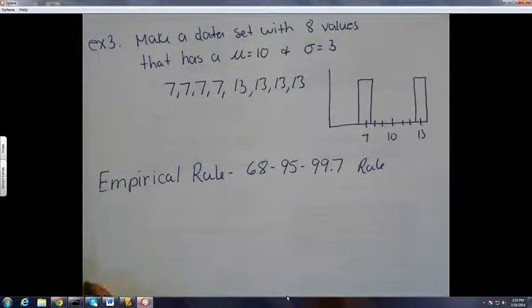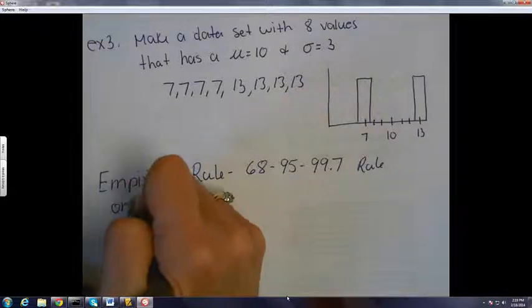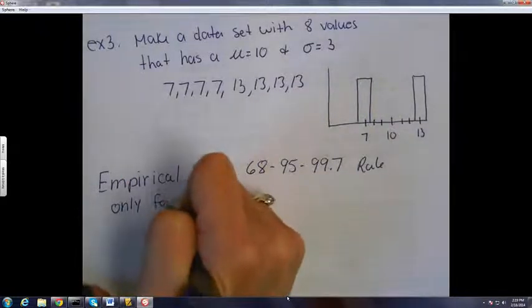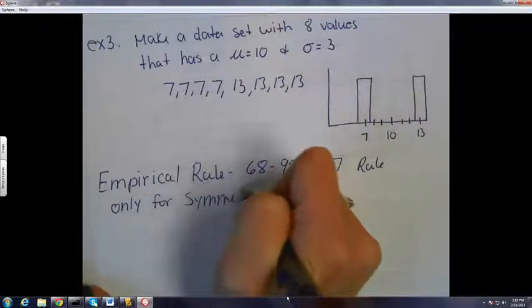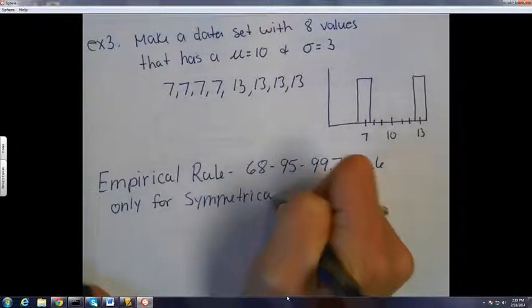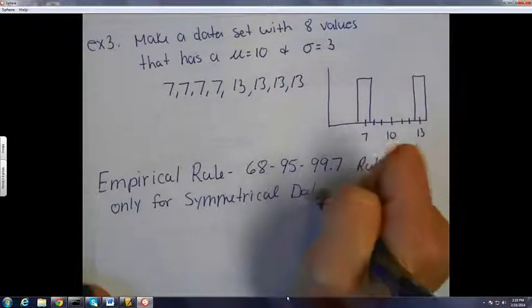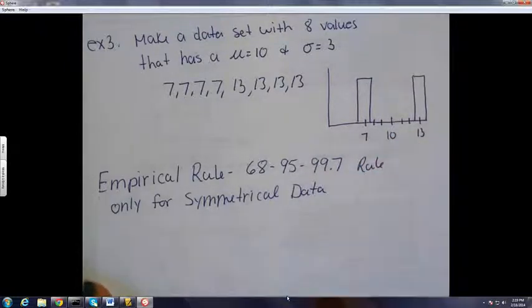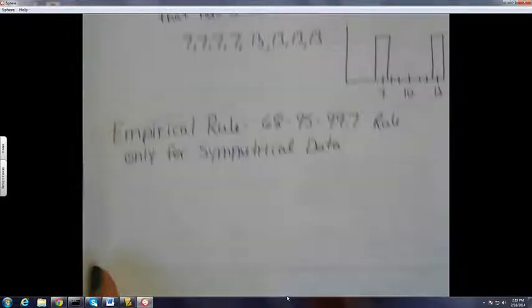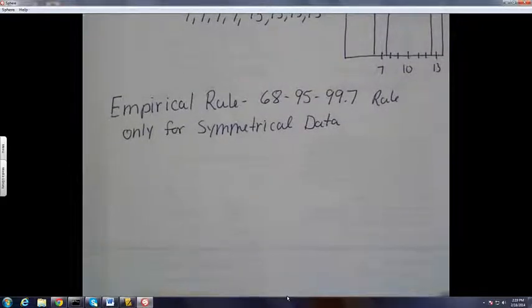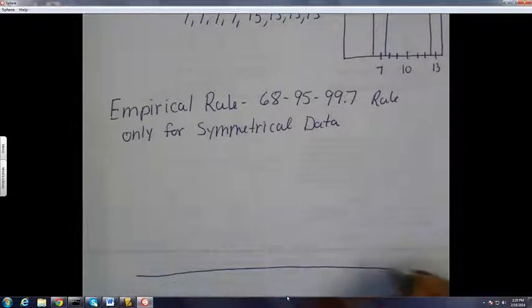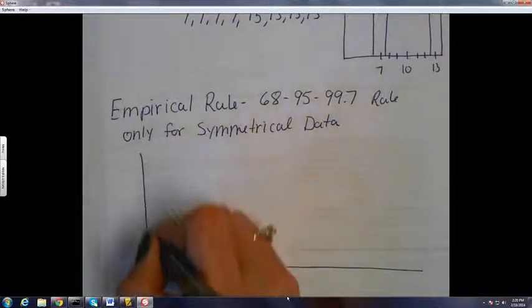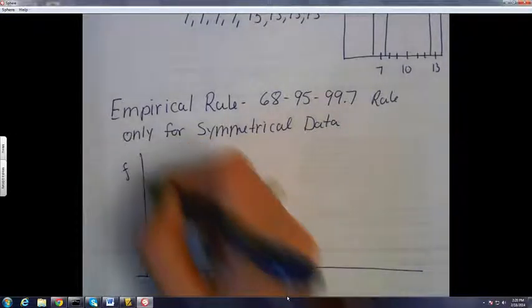Okay, and this only works for symmetrical data. Only for symmetrical data. Is all data symmetrical? No. Is a lot of our data in our real world symmetrical? Yes. Lots of it. So, we are going to look at how this data gets chunked up. The frequency graph.